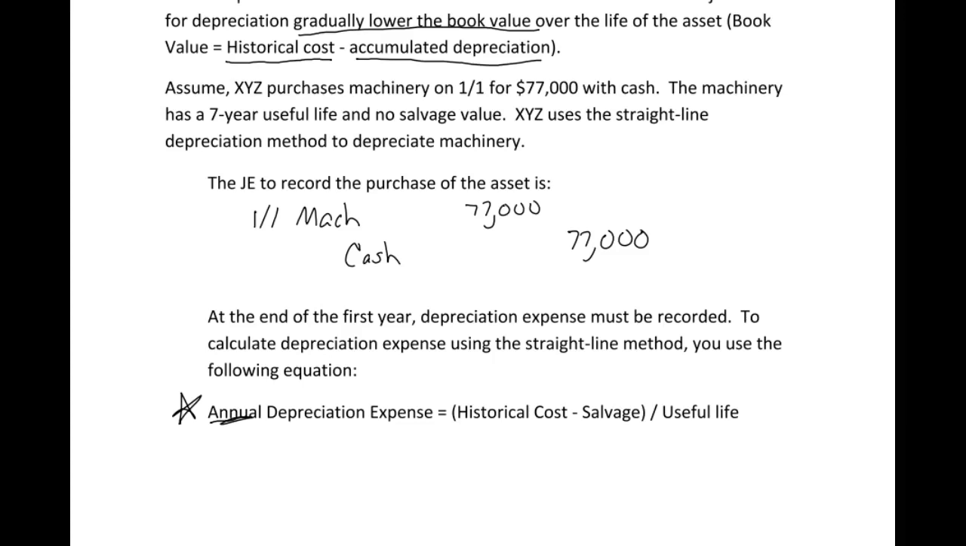Historical cost less the salvage value divided by the useful life gives me the annual depreciation expense. So for our example here, historical cost is $77,000 less salvage value of 0, and we'll put that in parentheses, divided by the useful life of 7. That gives us $11,000 as our annual depreciation. Once again, if we wanted that monthly, we would just simply divide that answer by 12.